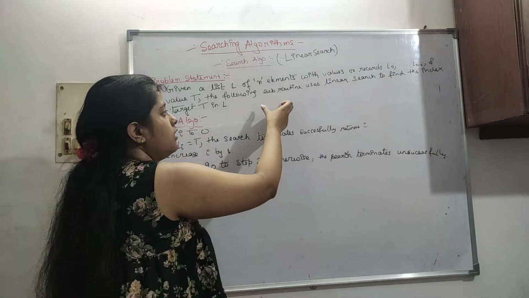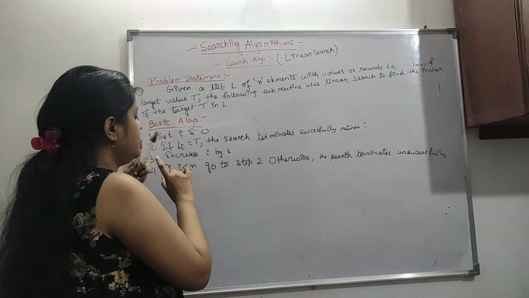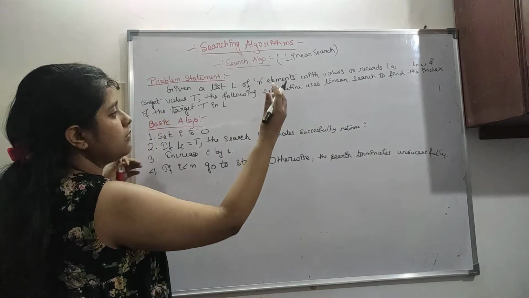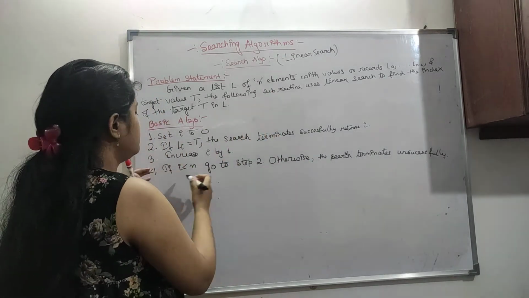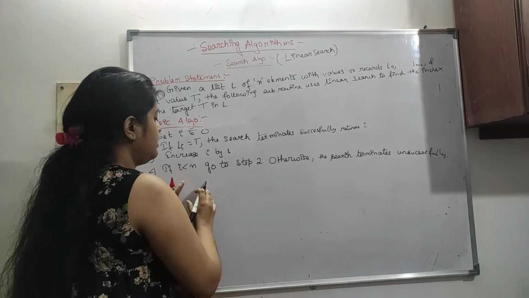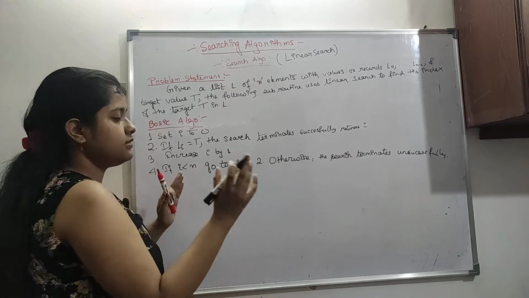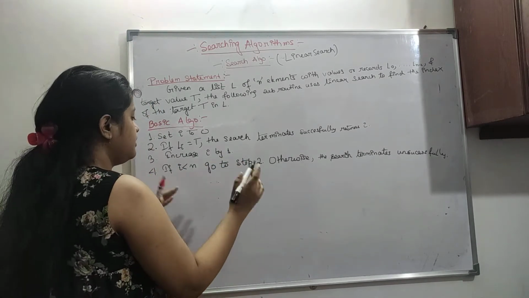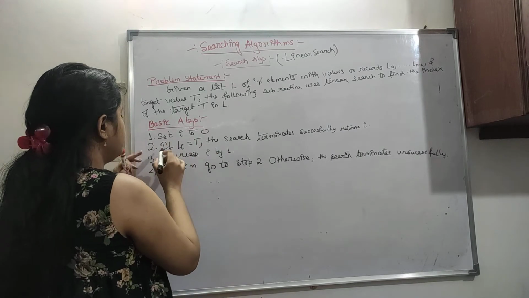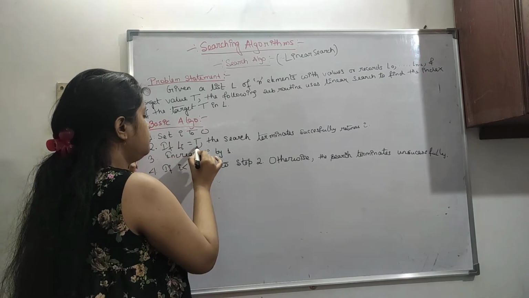See, I is less than the total number of elements, n. So I is the index. If I is less than n, it means there are elements remaining in this list, so go to step 2. Like this we are trying to find it.